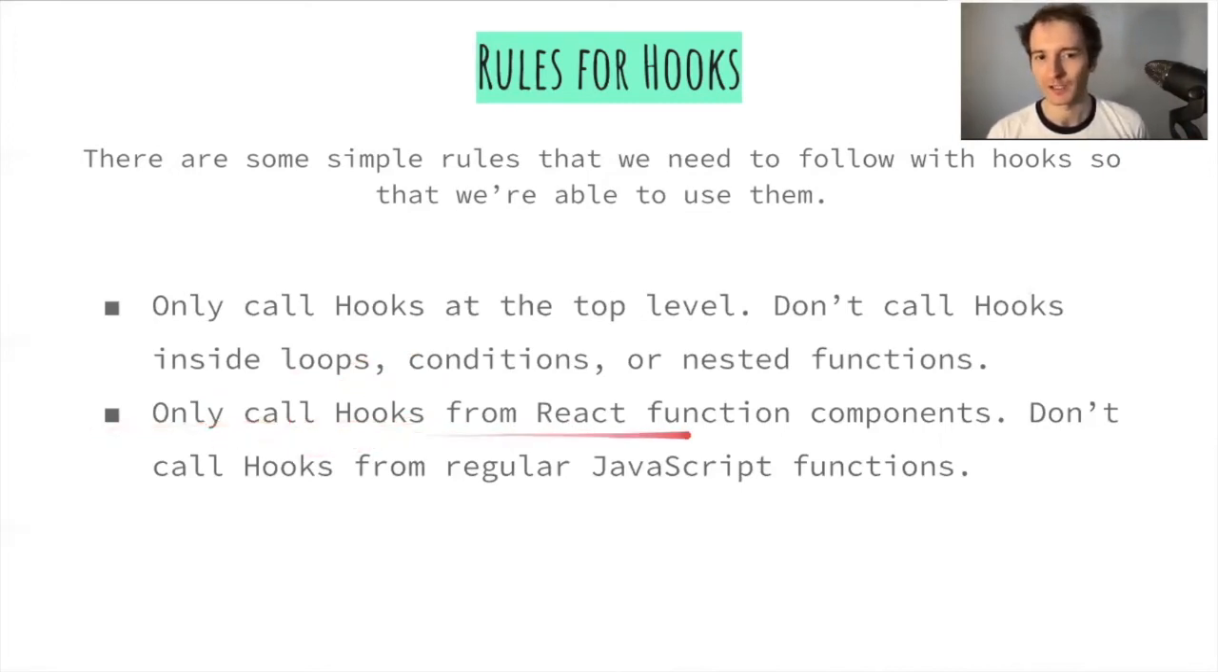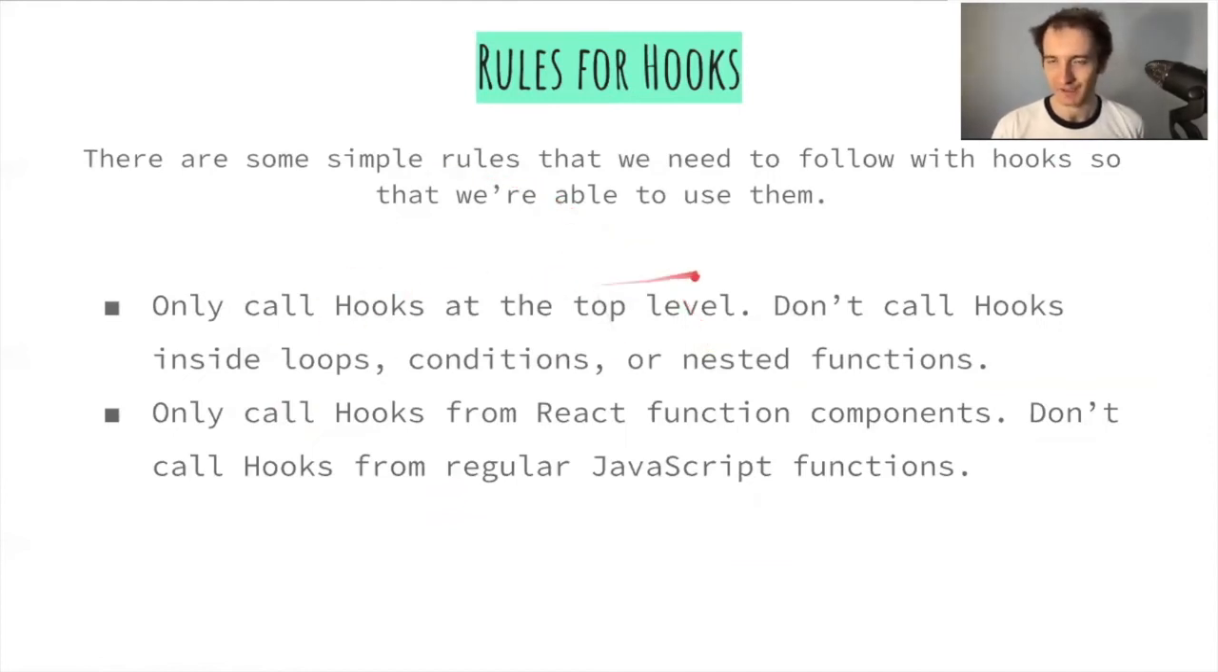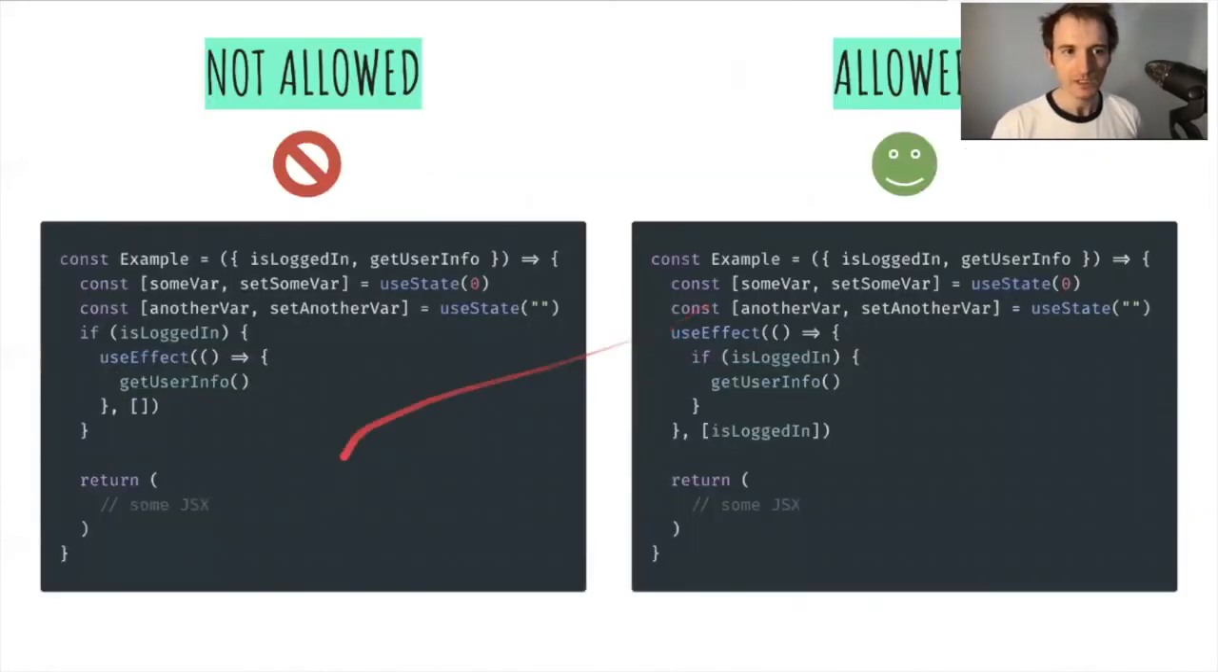And we can only call hooks from inside function components. We can't add a hook into just a regular JavaScript function. Hooks are only meant for functional components that we want to add to our React application. So for this first rule, I have an example here of something really common. We might have this function called getUserInfo. Maybe this makes a request to the backend and grabs some data about the user, for example, and populates that into our app. A really common thing that we might want to do.